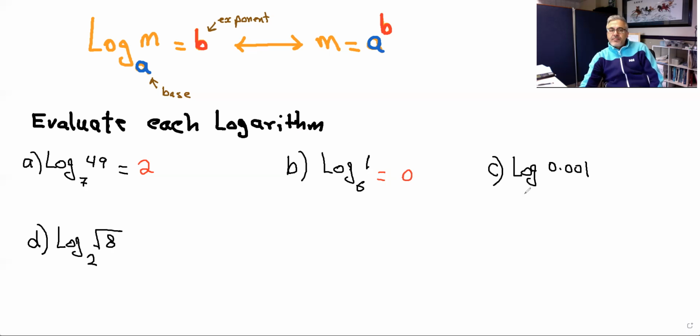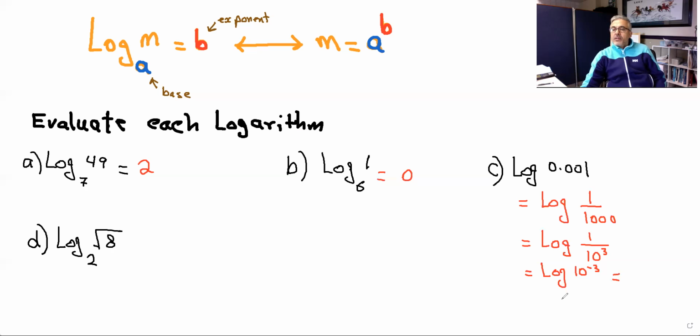This here, I would change it a little bit. So I'll make it log 1 over 1,000, because this is the thousandth decimal. And therefore, I'm going to change that again to log 1 over 10 to the 3, which equals log 10 to the negative 3.